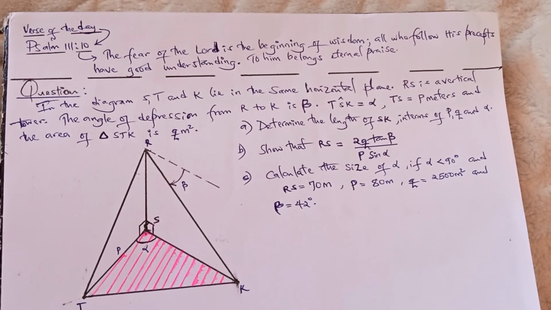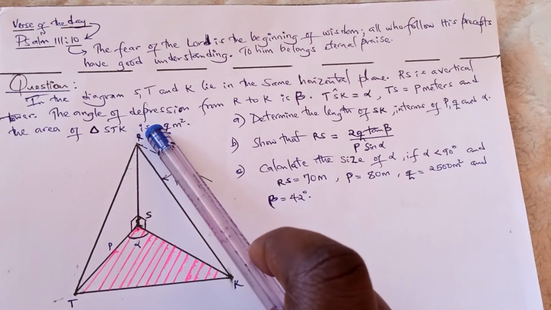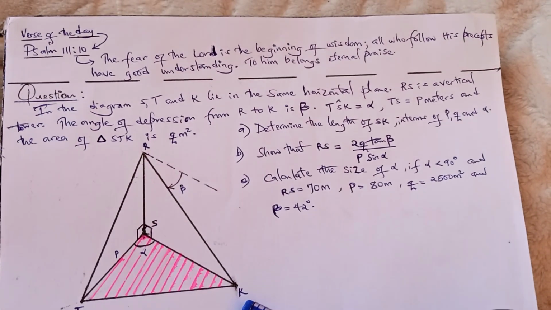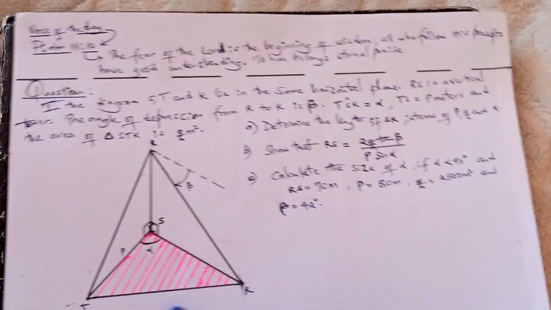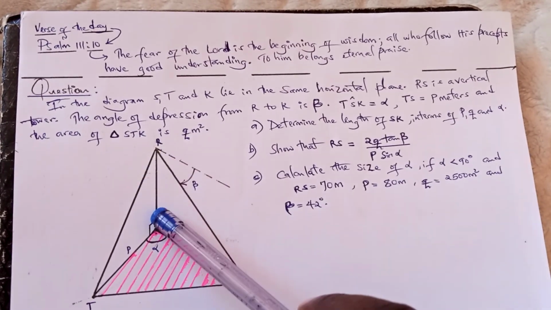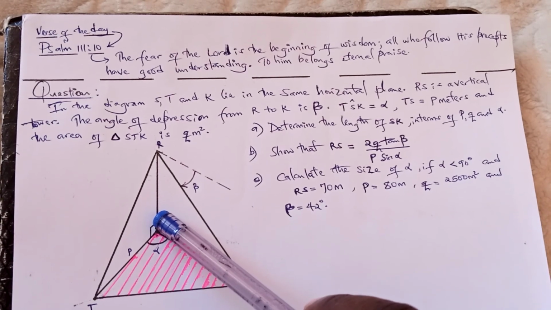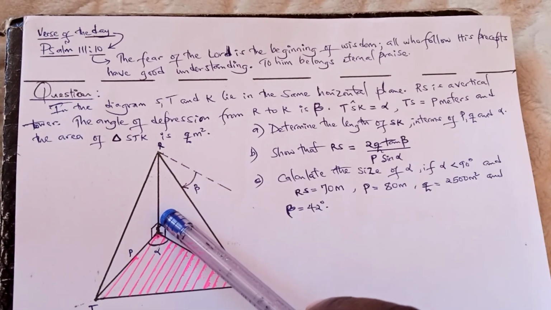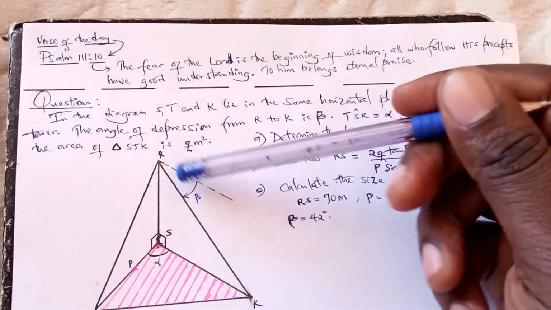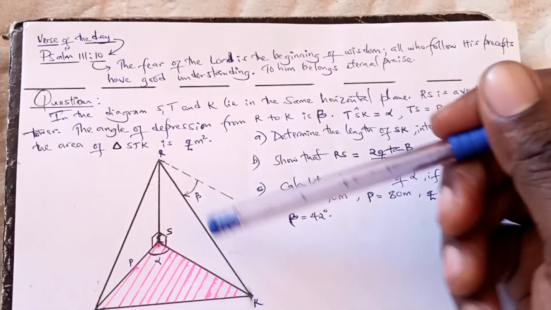S, T and K lie in the same horizontal plane. RS is a vertical tower. This is a vertical tower. The angle of depression from R to K is beta.